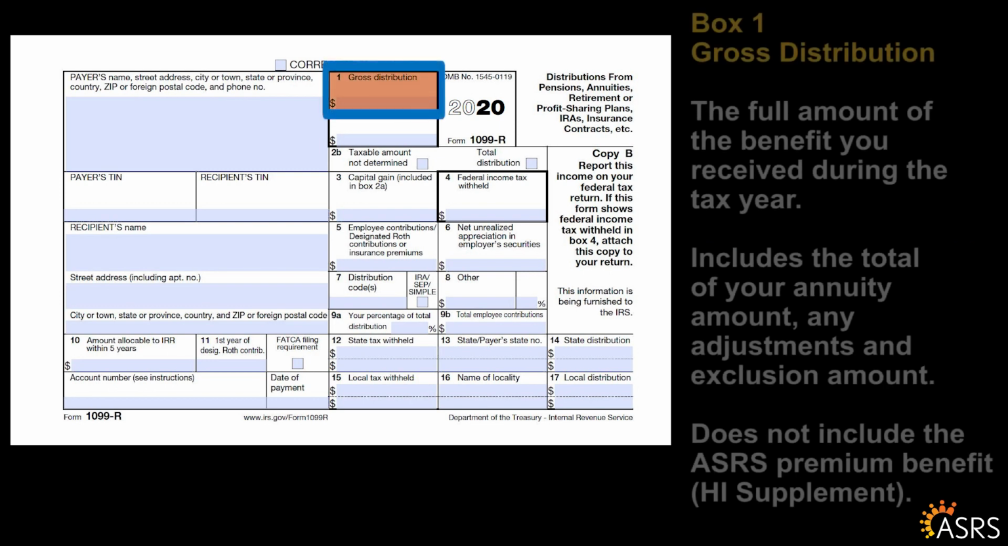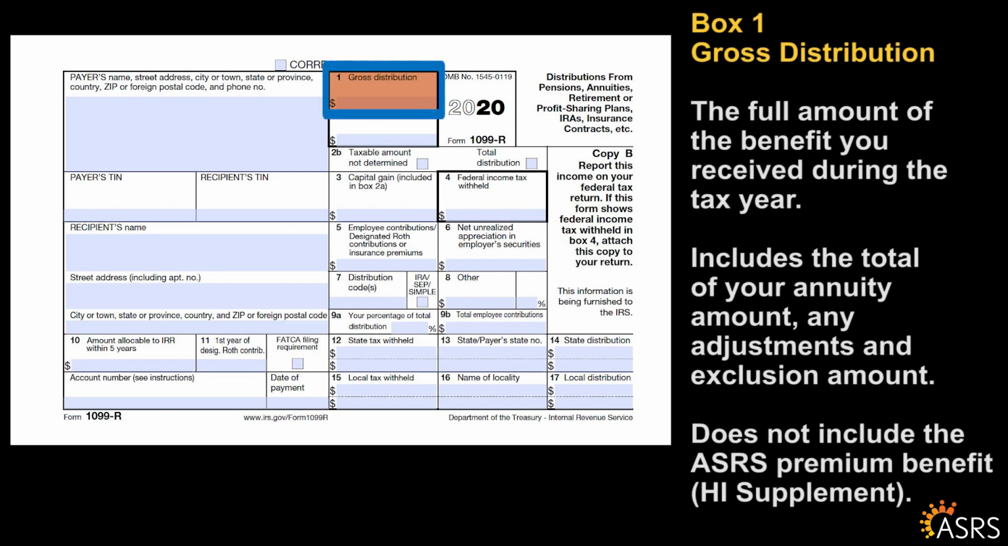Box 1, gross distribution. This is the full amount of your benefit that you received during the tax year. It includes the total of your annuity amount, any adjustments, and your exclusion amount, which is any amount not subject to taxation. It does not include the ASRS premium benefit.